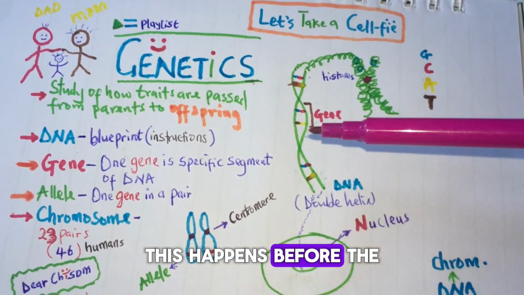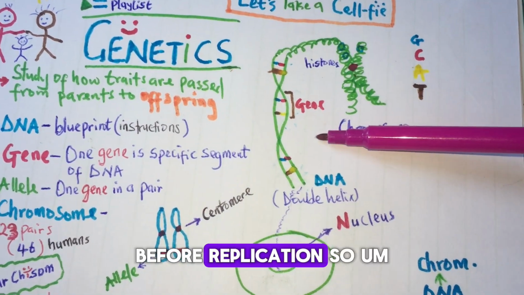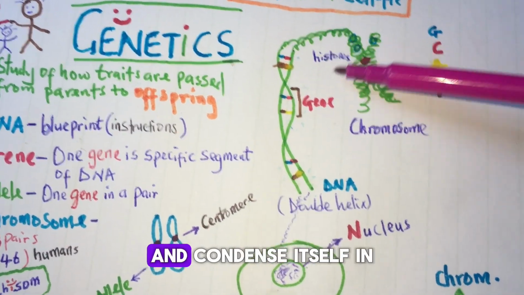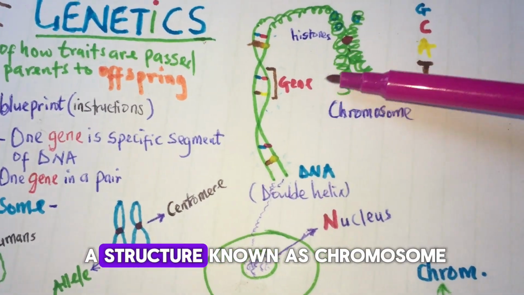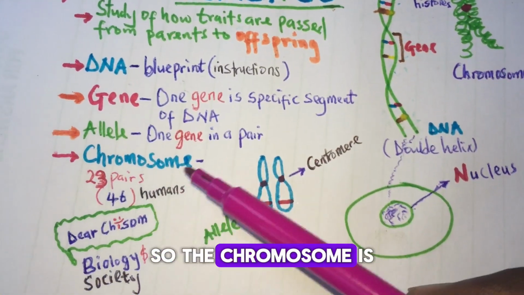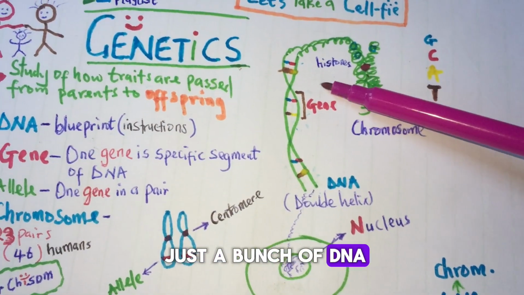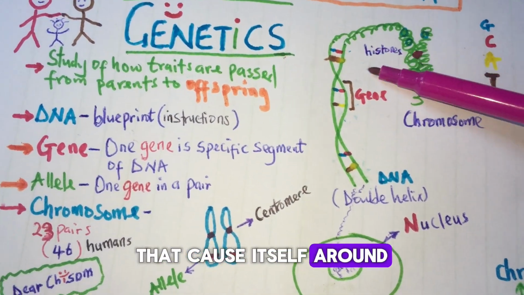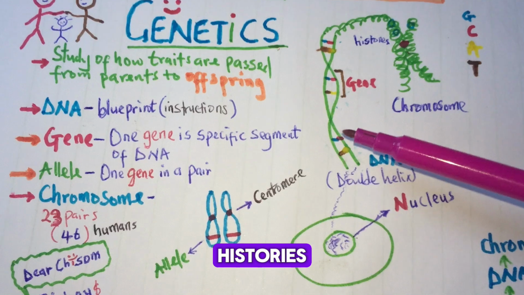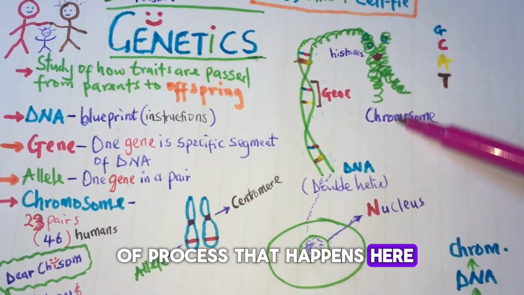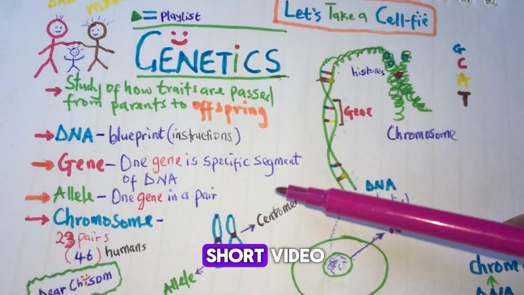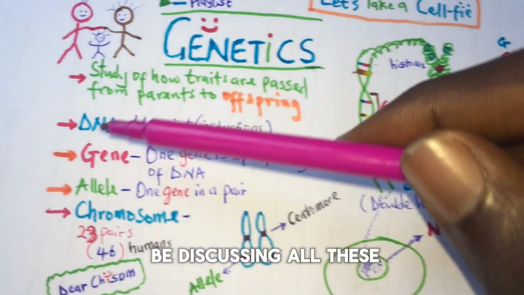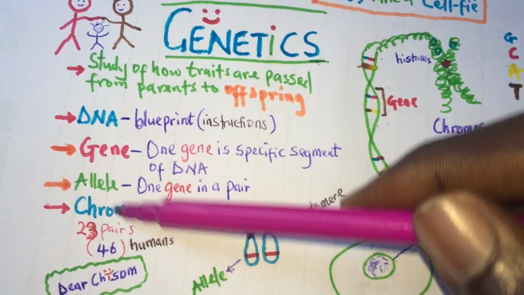This happens before the cell divides, before replication. So the DNA has to coil and condense itself in a structure known as a chromosome. So the chromosome is just a bunch of supercoiled DNA that coils itself around special proteins called histones. There is a whole lot of process that happens here, but that cannot be explained in a very short video like this. On subsequent videos, we are going to be discussing all these genetic terms one after the other.